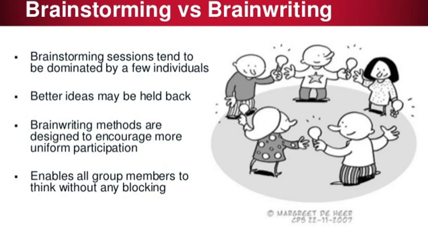Okay, brainstorming session tend to be dominated by a few individuals. Okay, so kalau dalam satu kumpulan, biasanya kalau you ada kawan yang jenis quiet dengan kawan yang lebih outspoken, so that brainstorming session will be dominated by those who are outspoken tadi, yang jenis happy-happy kan. So better ideas may be held back. Mungkin orang yang introvert biasanya dia kurang sikit untuk give their ideas.